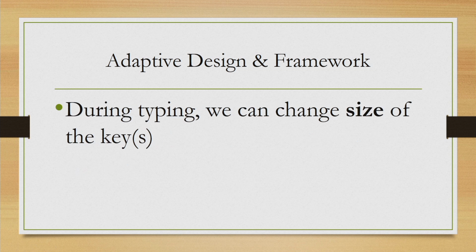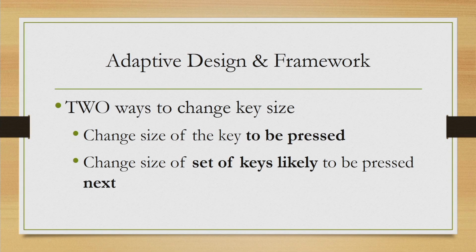During typing, we can change the size of the keys. That is one way to adapt. The size may become larger during typing. So, if I want to type K, the size of the key K becomes large compared to the other keys in the keyboard. That is one form of adaptation.